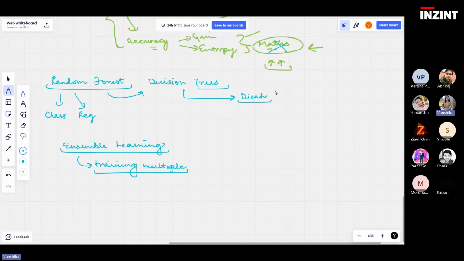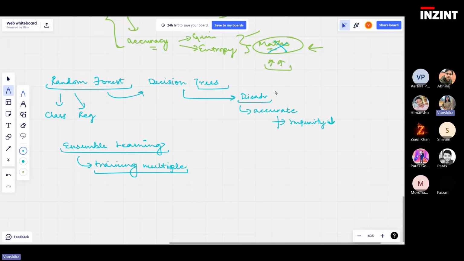Now, talking about the disadvantages of the tree, basically they are not accurate. Ideally, talking about accuracy, if you traverse through a tree and go to the bottom nodes of the tree, impurity or entropy, whatever criteria you are using, it should decrease.